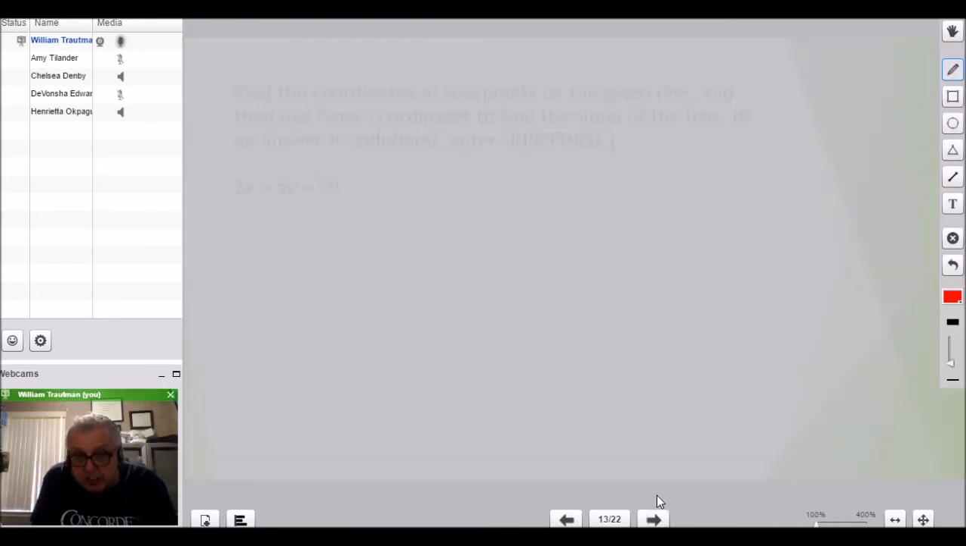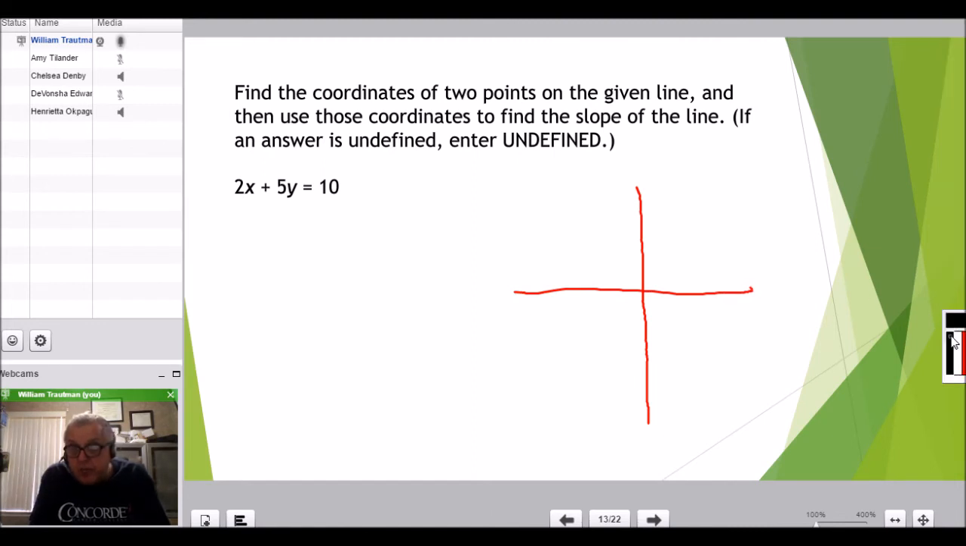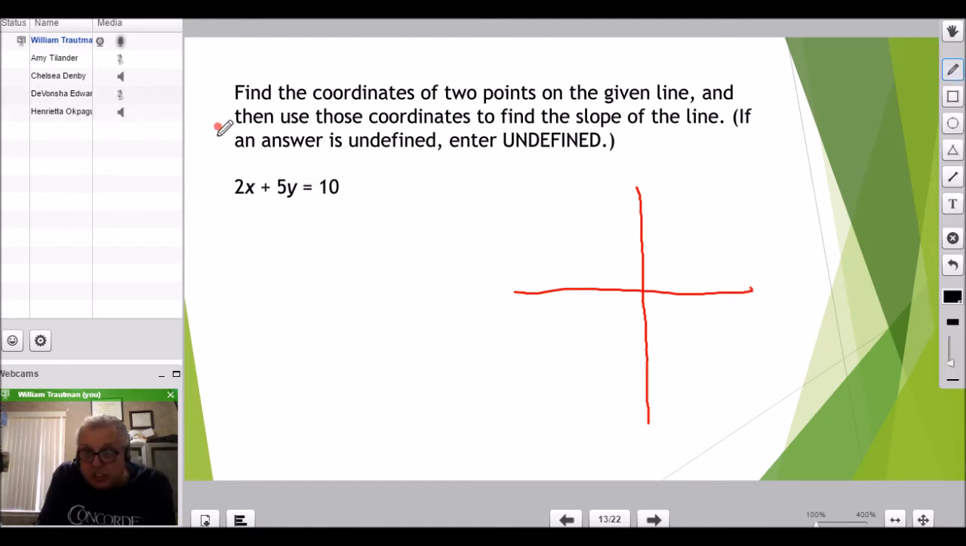All right, next question. We're halfway done. Find the coordinates of 2 points of the given line and then use the coordinates to find the slope. If the answer is undefined, enter undefined. Don't worry about all those words yet. Just graph the line. I like this question. A 2 and a 5 both divide into 10. So I know I can use the x and y intercepts. I can put a 0 in for x and then a 0 in for y and find the 2 points.